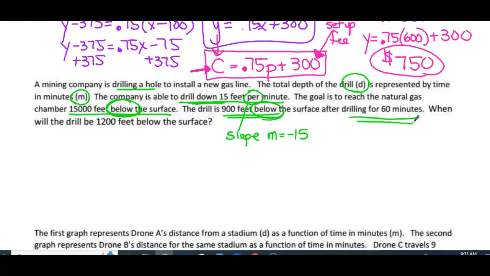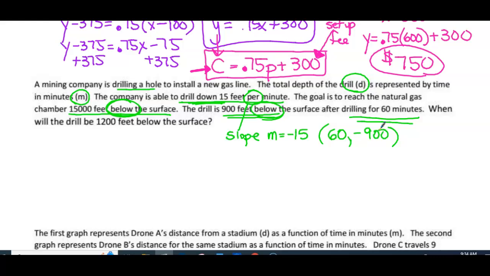Lots of numbers. We know which one is our slope, so we have to figure out which one is our ordered pair. So remember, what did I tell you about independent and dependent variables? There's something in this problem that goes with independent, which is your time, 60 minutes. So we know 60 minutes, and what goes with that? 900 feet below the surface.